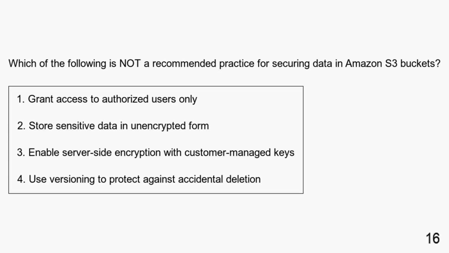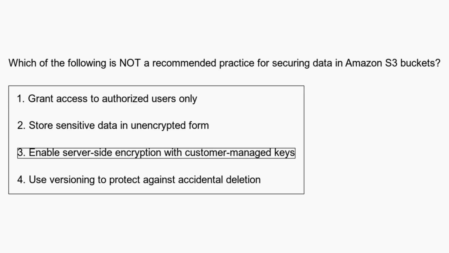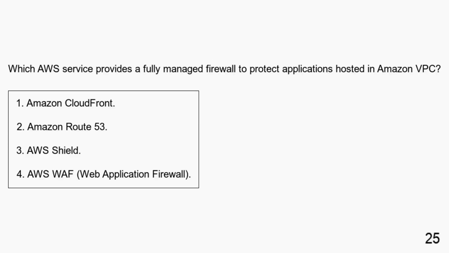Which of the following is not a recommended practice for securing data in Amazon S3 buckets? Grant access to authorized users only. Store sensitive data in unencrypted form. Enable server-side encryption with customer-managed keys. Use versioning to protect against accidental deletion. Storing sensitive data unencrypted is a major security risk and should be avoided. Always encrypt sensitive data at rest, regardless of the storage location.